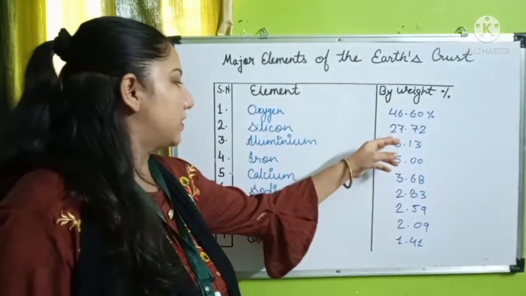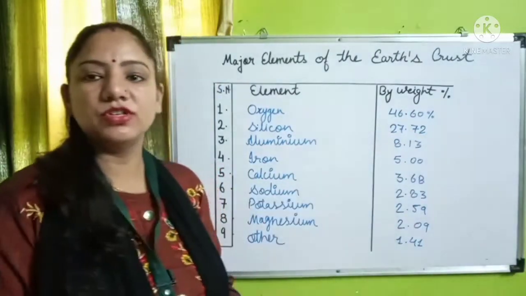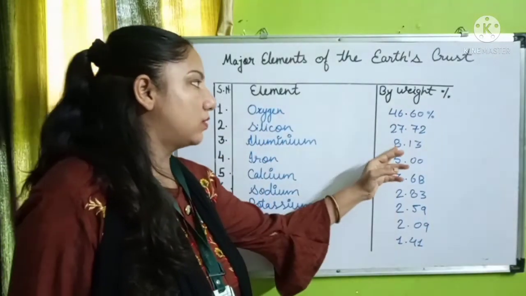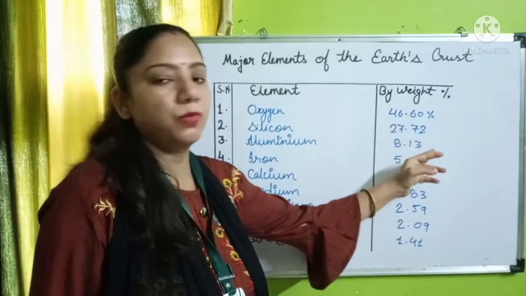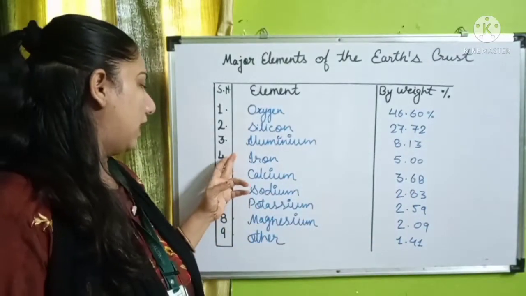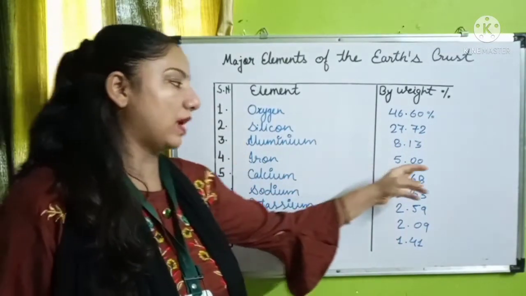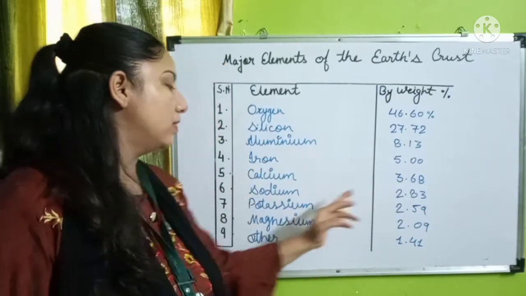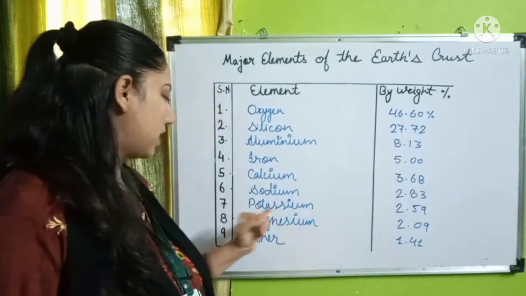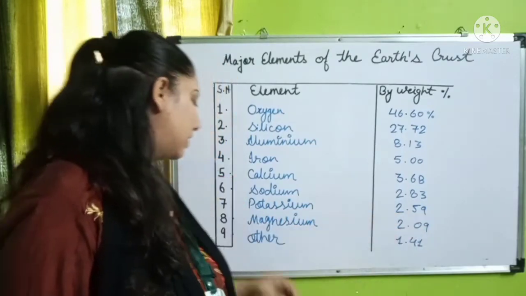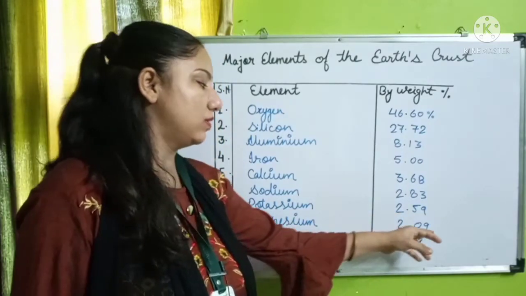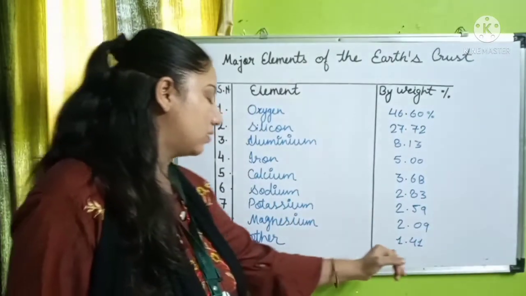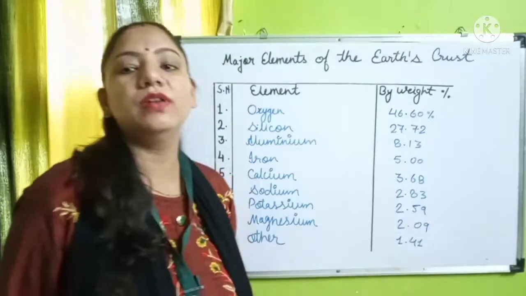The total amount of silicon is 27.72%. The third major element is aluminium. The total amount of aluminium is 8.13%, and it is followed by iron 5%, calcium 3.68%, sodium 2.83%, potassium 2.59%, magnesium 2.09%, and the rest of the elements, they are containing the total amount of 1.41%.